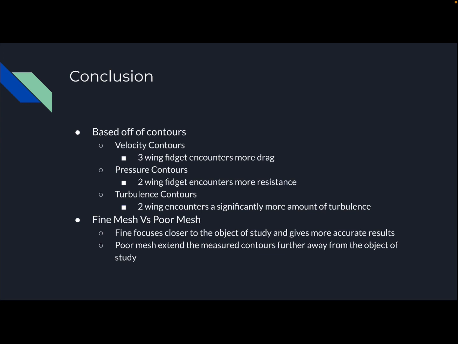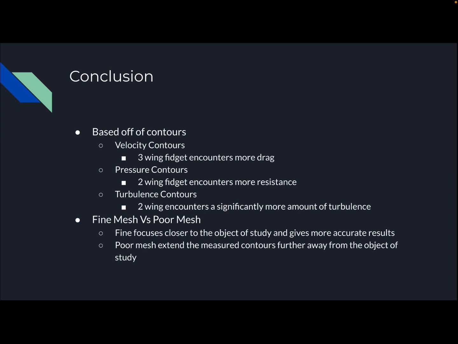And then going back to the fine versus the poor mesh, the fine mesh helped focus closer to the object of study and gives a more accurate result versus the poor mesh, which would extend the measured contours further away from the object of the study. As you can kind of see in those previous pictures from the bad mesh versus the good mesh velocity contour, it was more like a disturbed velocity. It wasn't as uniform as the fine mesh velocity contour was.